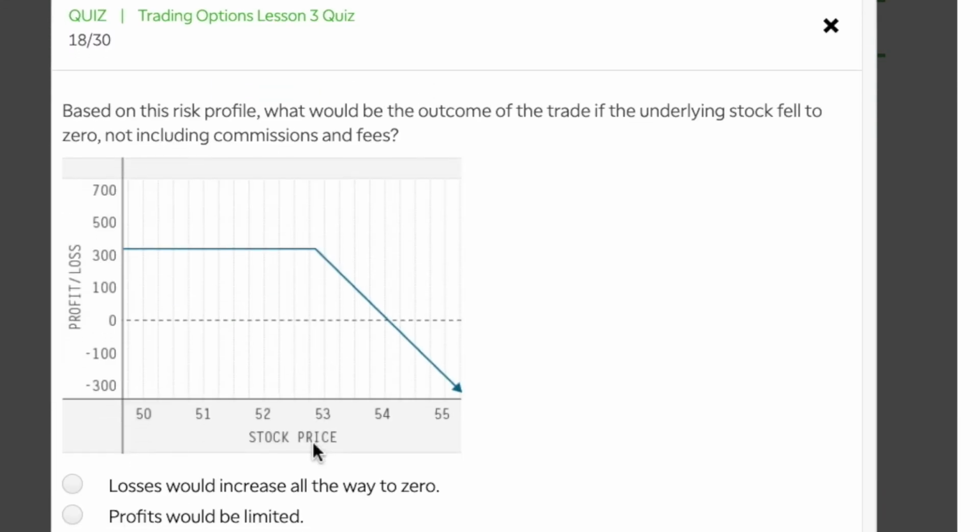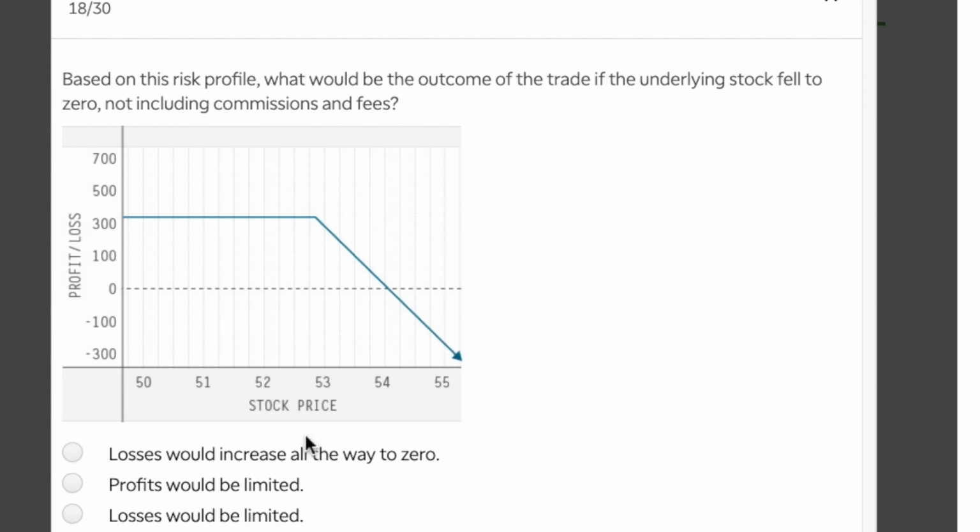Based on this risk profile, what would be the outcome of the trade if the underlying stock fell to zero, not including commissions and fees? So if it fell to zero right here, the profit is capped right here. You'd still make profit. It wouldn't increase without limit, but profits would be limited.